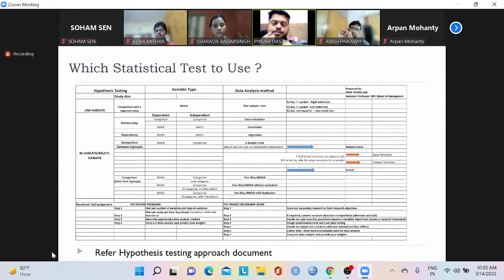So the point is you have to be clear, based on your research objective, how you are going to ask your question, right? Before framing a questionnaire, you have to see this document and check whether I'm asking my questions correctly. Because if you make that mistake, correcting it later on will be very difficult.